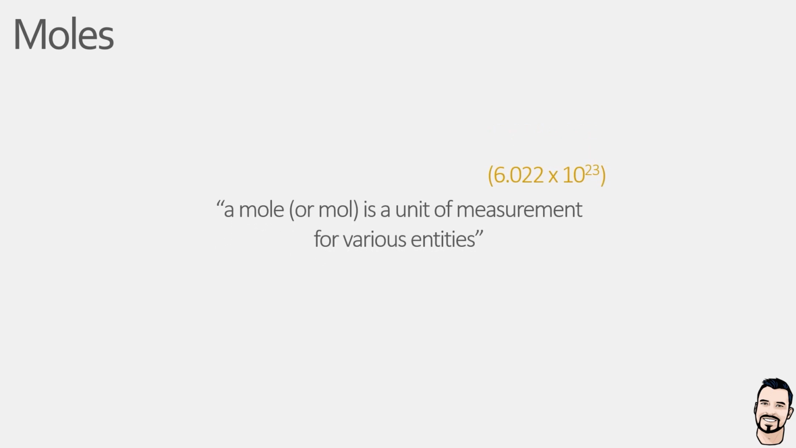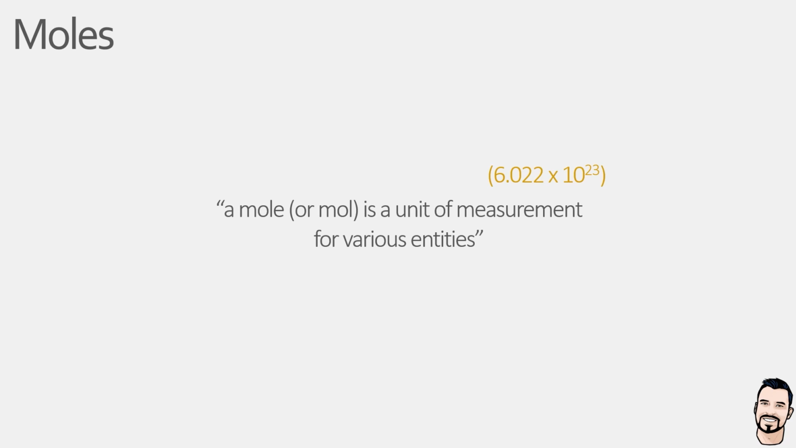Now, just as a recap, a mole is a unit of measurement for various substances and relates to 6.022 times 10 to the power of 23, meaning 1 mole of carbon will contain 6.022 times 10 to the power of 23 atoms. 1 mole of glucose will contain 6.022 times 10 to the power of 23 molecules, etc. Now, it's important to remember that moles is just a way of counting something, giving us a quantity or amount of something which has its uses.